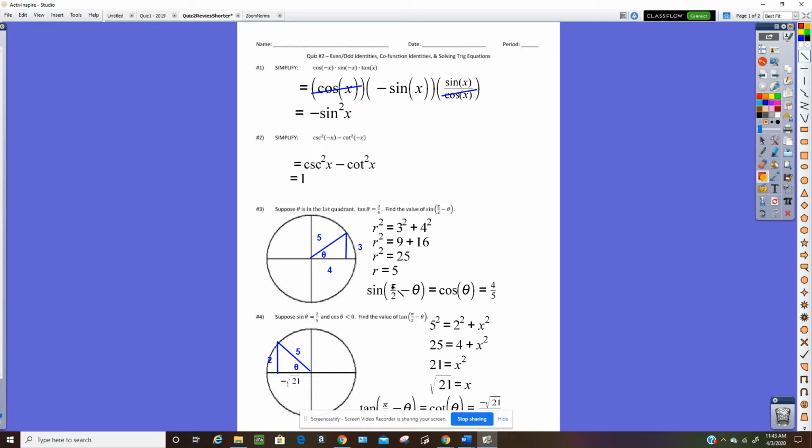And then sine of pi over 2 minus theta is equal to cosine theta. That's an identity, which is equal to 4/5. Or you can think of it this way. If this is theta, then this must be 90 minus theta. And then the sine of this angle up here would be the opposite, which is 4, and the hypotenuse 5. Same as the identity there.